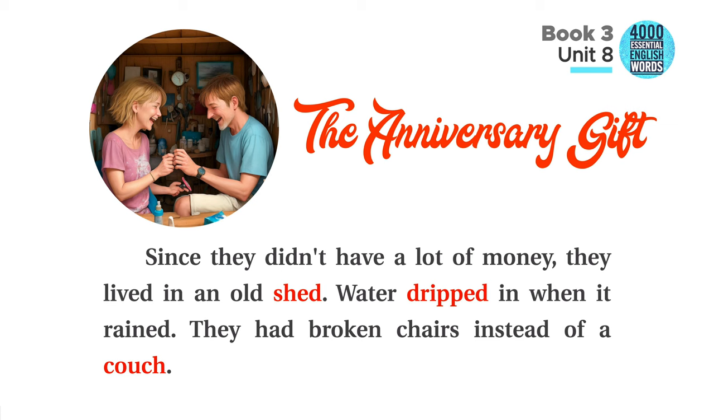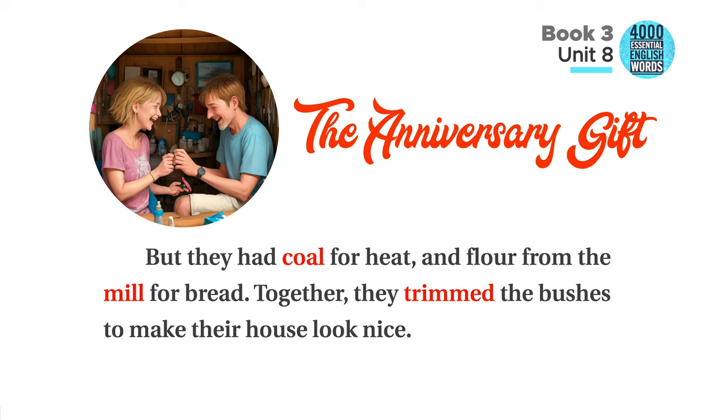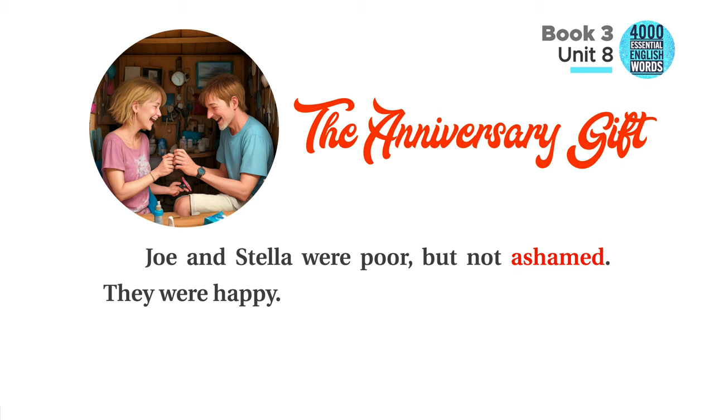Water dripped in when it rained. They had broken chairs instead of a couch. But they had coal for heat and flour from the mill for bread. Together they trimmed the bushes to make their house look nice. Joe and Stella were poor, but not ashamed. They were happy. Sometimes in the evening, they walked downtown.